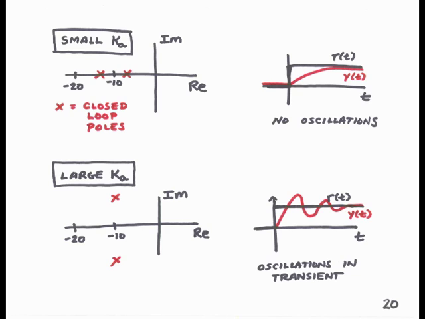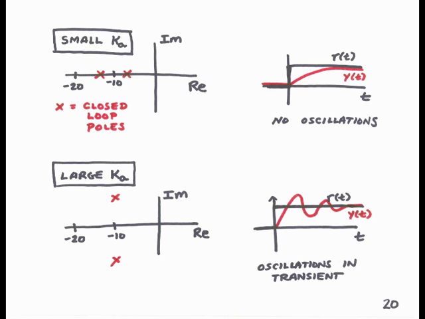So you see from this example that the value of Ka is very important to the transient response of the closed-loop system. For small values of Ka, the transient response will have no oscillations, and the disk drive head position will go to the requested position. For large values of Ka, there will be a transient oscillation. Still, as time goes to infinity, y of t will go to r of t, that is, the disk drive head will move to the desired position.